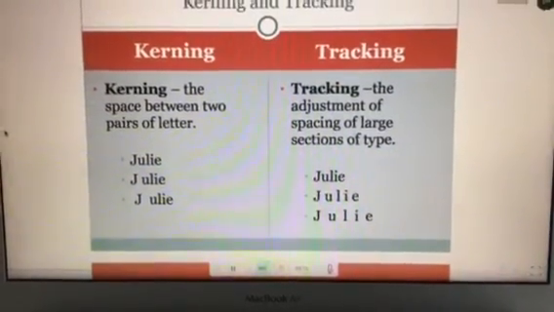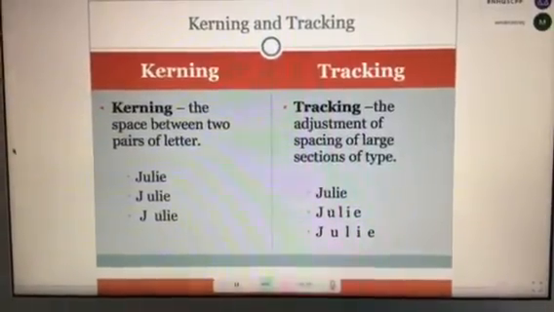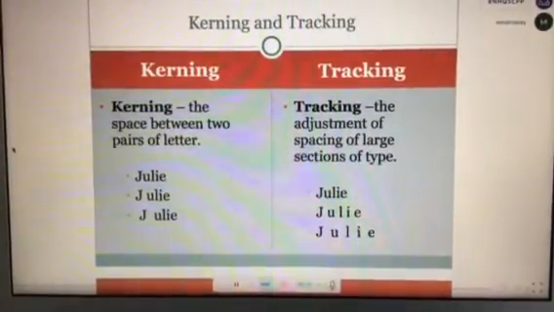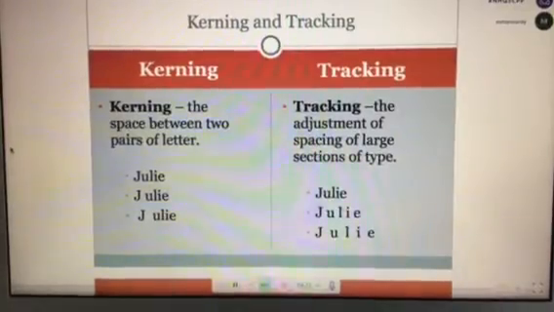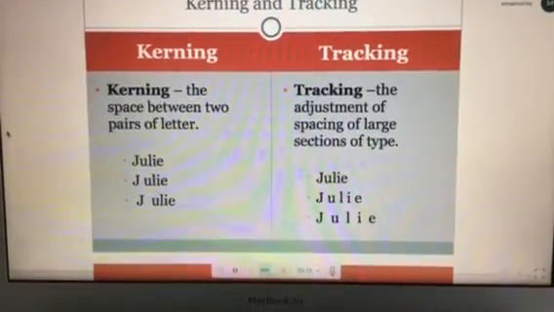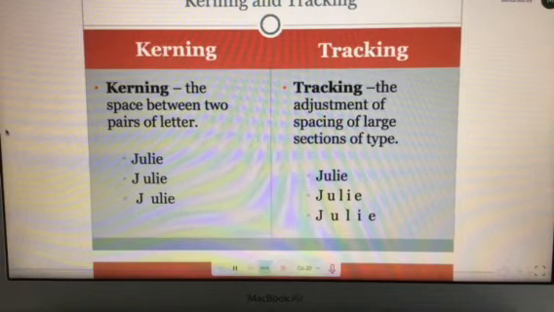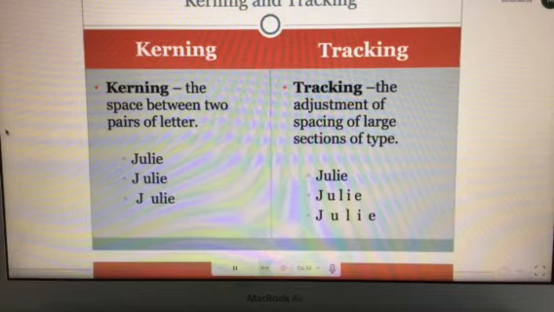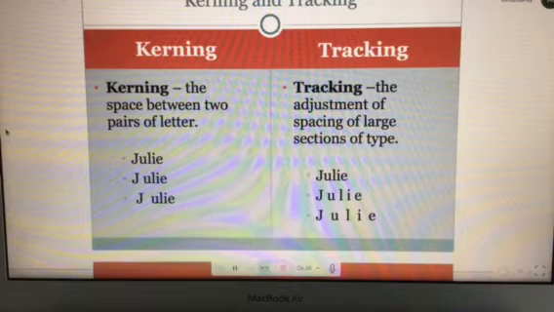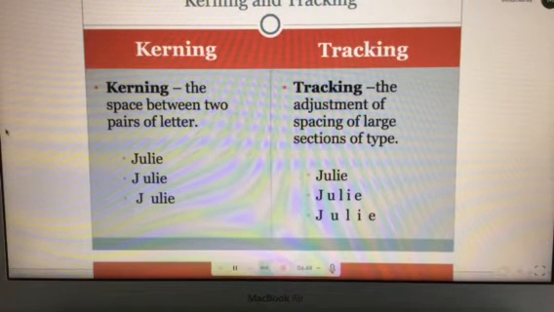Kerning and tracking. Kerning is the space between two pairs of letters. Tracking is the adjustment of spacing of large sections of type. Take a moment and reference your worksheet to answer what is kerning, what is tracking, and what is the difference between kerning and tracking.